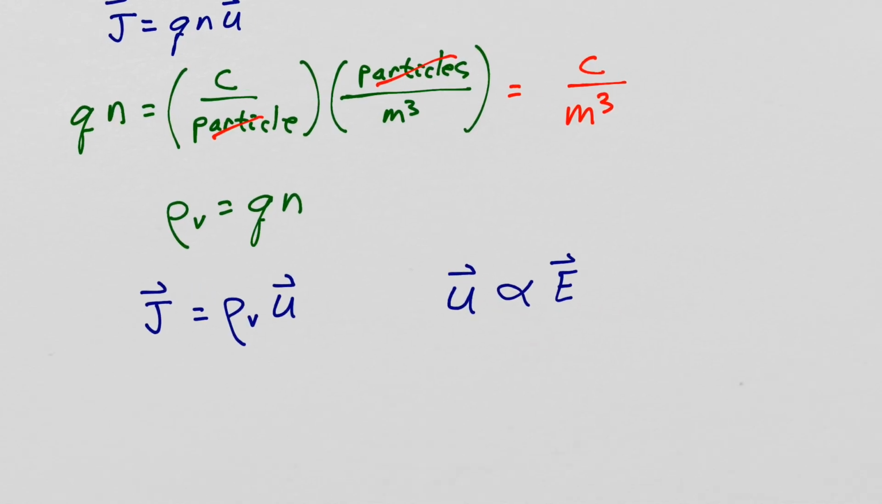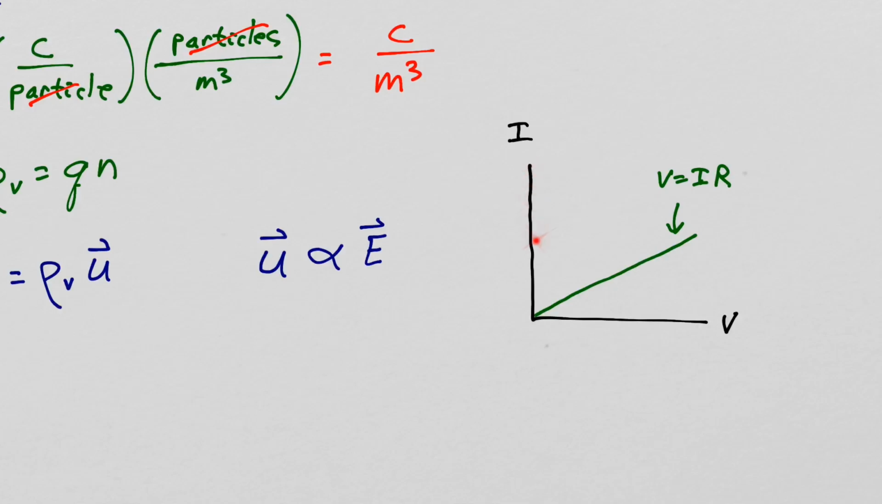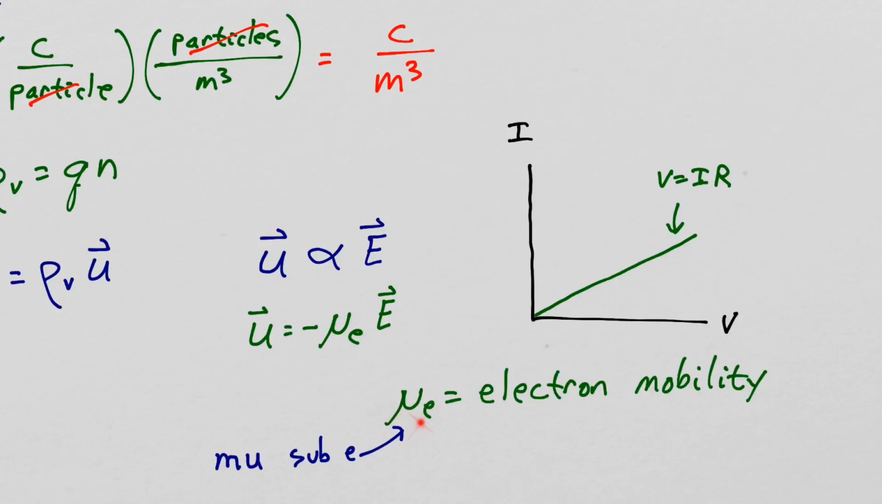When you've measured the IV characteristic for a resistor, this linear relationship between the voltage and the current is a consequence of the fact that the drift velocity is proportional to the electric field intensity. We're going to use mu sub E as the proportionality constant between the drift velocity and the electric field intensity. So for an electron, the drift velocity is equal to minus mu sub E times the electric field intensity. The minus sign comes about because the velocity is in the opposite direction of the electric field, and we want to treat this proportionality constant mu sub E as a positive quantity. This proportionality constant mu sub E is referred to as the electron mobility. It is the ease with which electrons drift in a material.